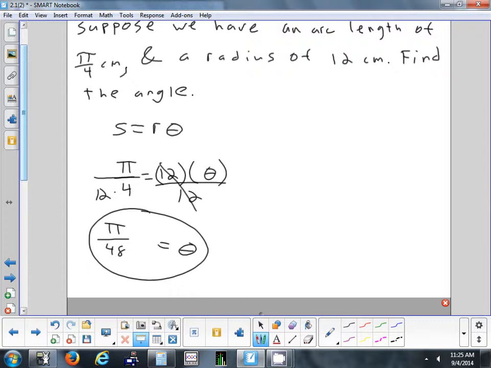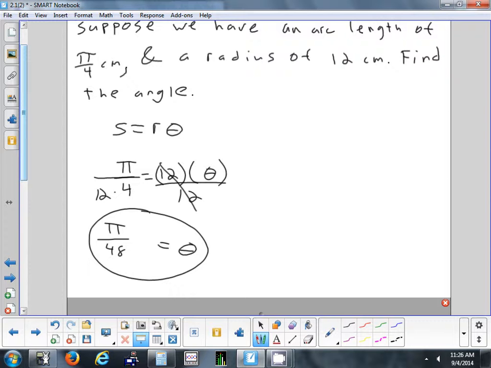Any question on that? Okay, so one question that I usually end up putting on the test is a problem just like this. And I list all my answers in degrees. So if somebody gets this as an answer, pi over 48, and they're like, I've done it 5 times, and you don't have pi over 48 listed.